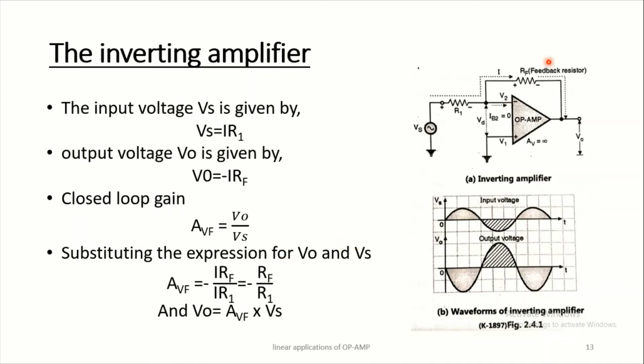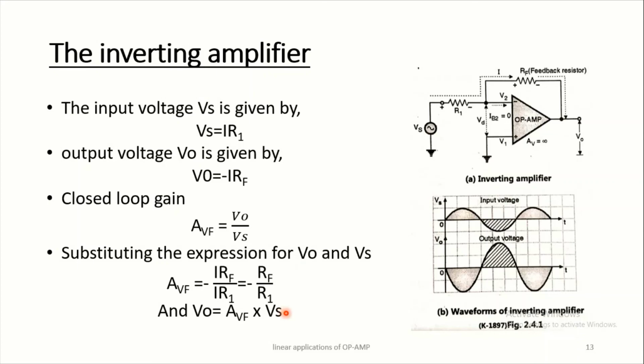If we consider Rf equal to 2 kilo ohm and R1 equal to 1 kilo ohm, then AVF is 2 by 1, meaning 2. AVF value is 2. This means if we apply 1 volt as input voltage, then we get an output voltage with 180 degree phase shift, and its value is multiplied by the AVF value, meaning 2. Therefore, we get 2 volts with 180 degree phase shift with respect to the input voltage. Understand?